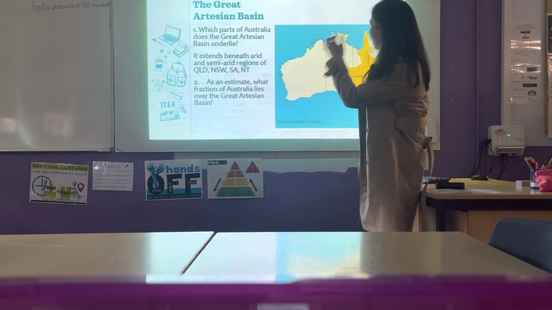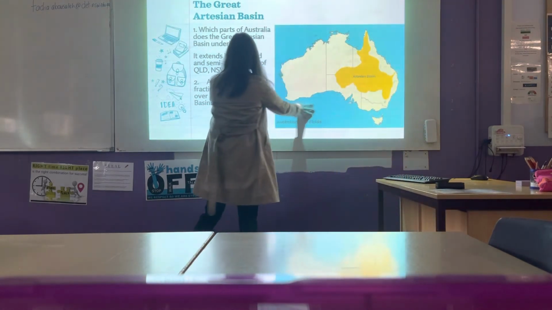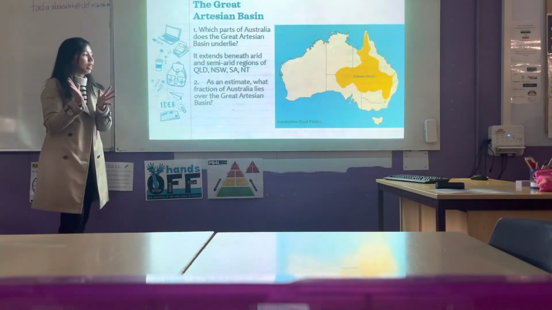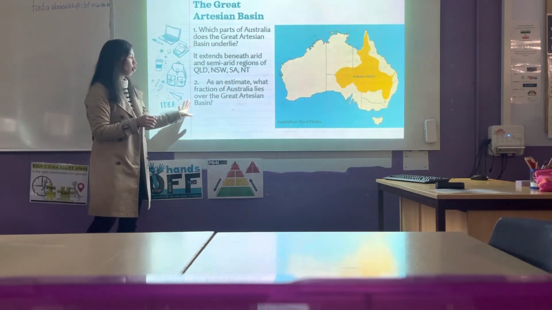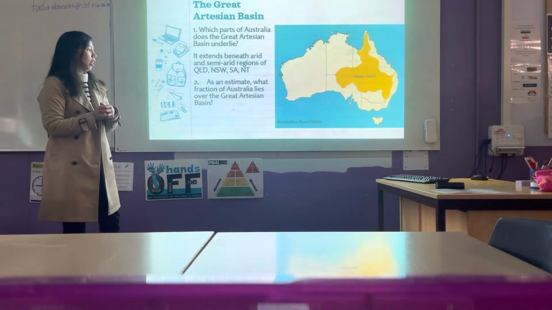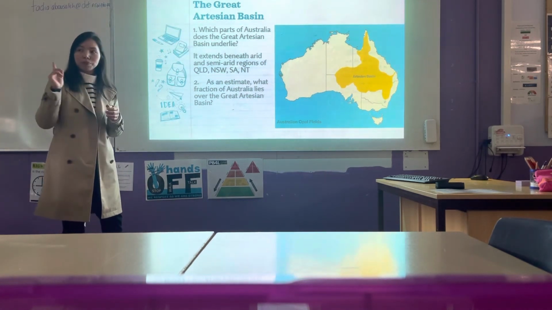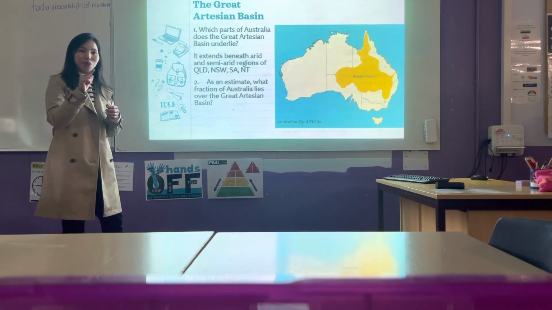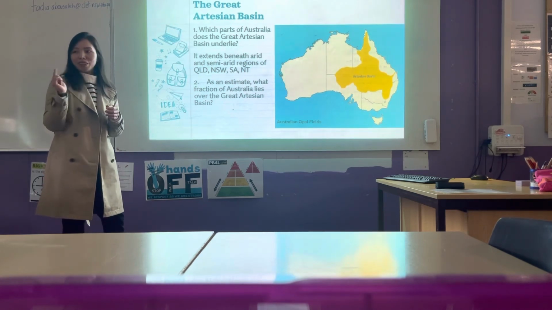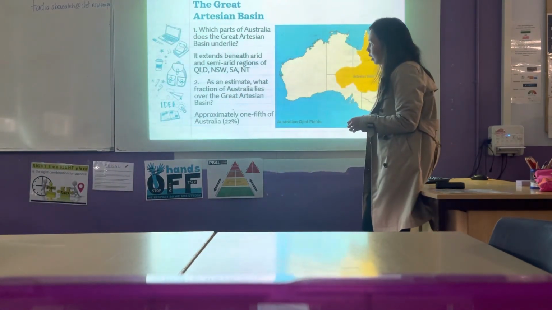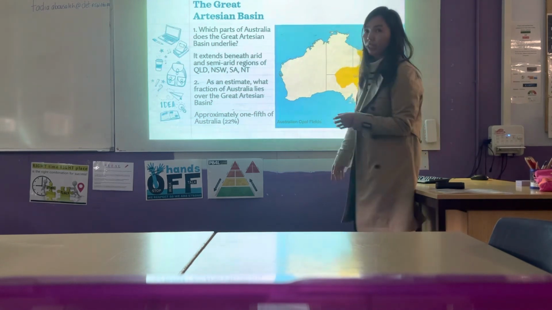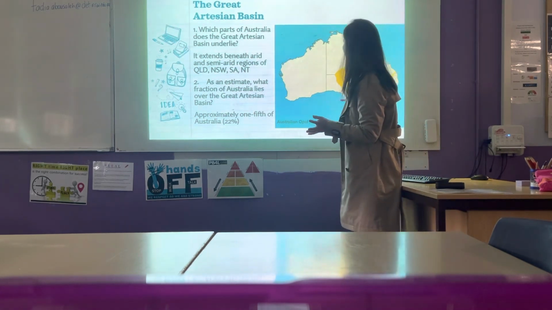Well done. So as you can see in here, it is a large part of Australia, right? Can you give me a guess as an estimate what fraction of Australia lies over the Great Artesian Basin? We have 33 over there, 25. What else? 36%. Okay. Where is 15%? Okay. Now let's see. It is approximately 1/5, which is like 22%.